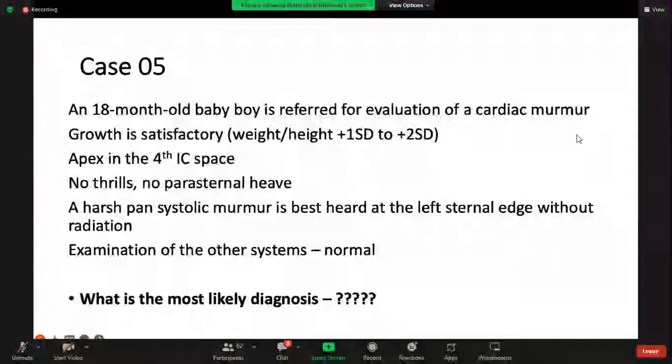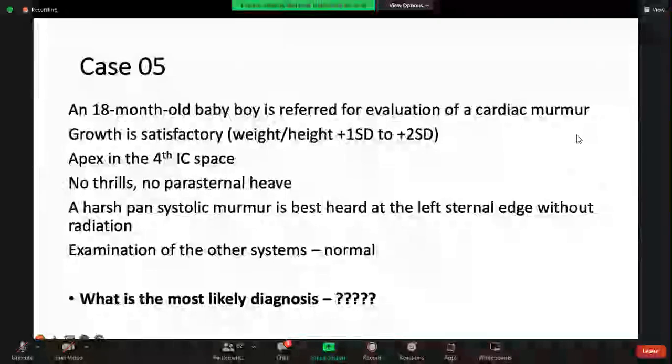Why? Because there are no parasternal heave or thrills. What is this parasternal heave suggestive of? Right ventricular hypertrophy, madam. Okay. And as you can see, the child is having very good growth, right? So growth is satisfactory.